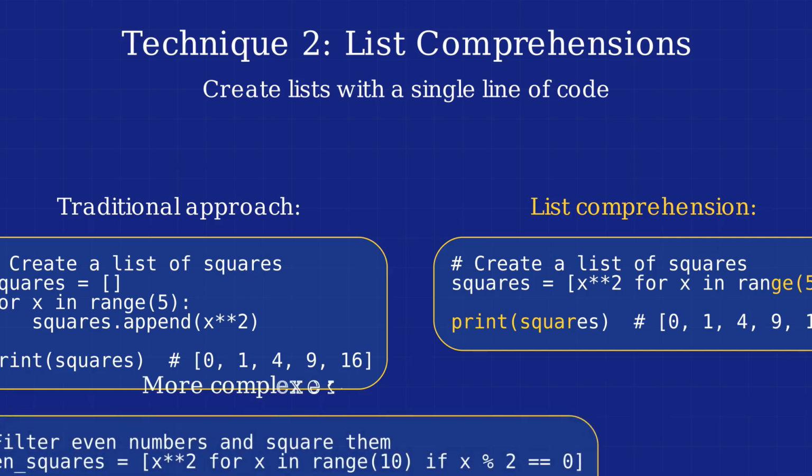We can also add conditions to filter elements. Here's a more complex example that only includes squares of even numbers. The if condition only keeps values where the remainder after division by 2 is 0, meaning only even numbers are included.